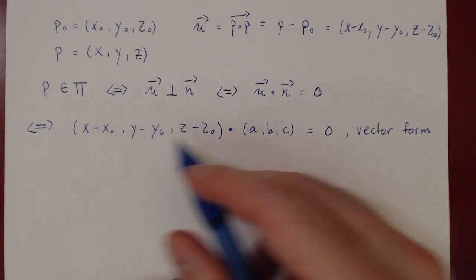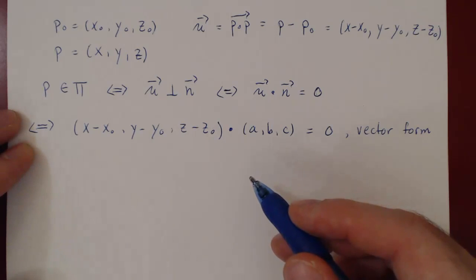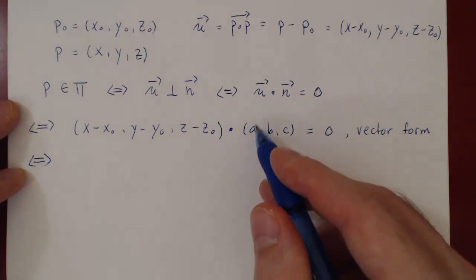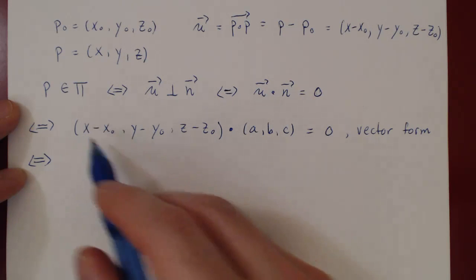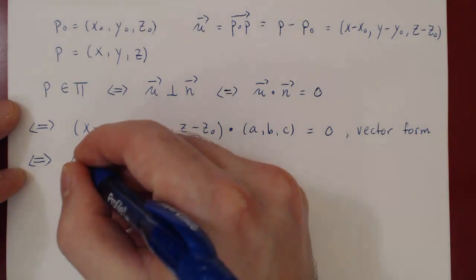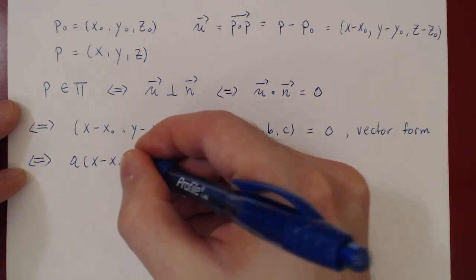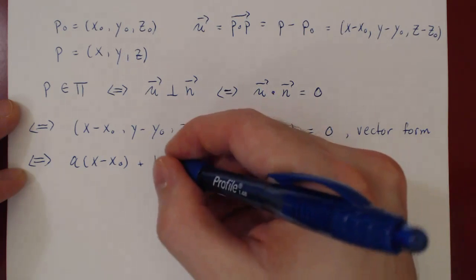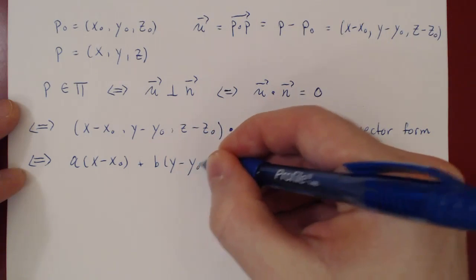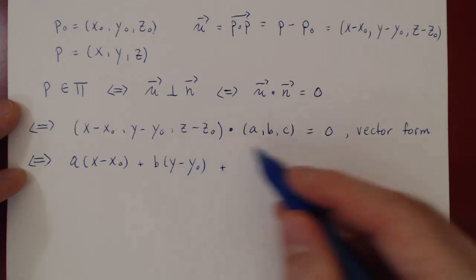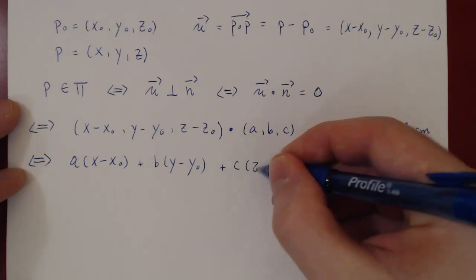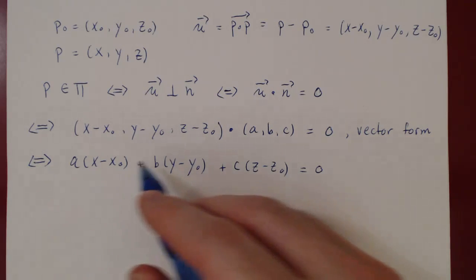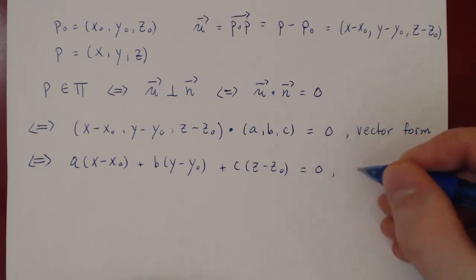Let's compute now the dot product to make this look a little different, and this will be called the point normal form of the plane. So if we multiply in here, I'll put the a first, so a times x minus x naught plus y minus y naught times b. I'll put the b up front, b times y minus y naught, plus finally z minus z naught times c. Once again, the c up front, c times z minus z naught, and this has to be equal to 0. One more way of writing the equation of the plane, and this is the so-called point normal form.